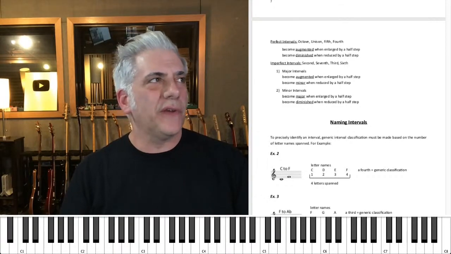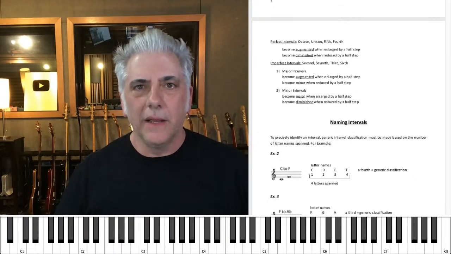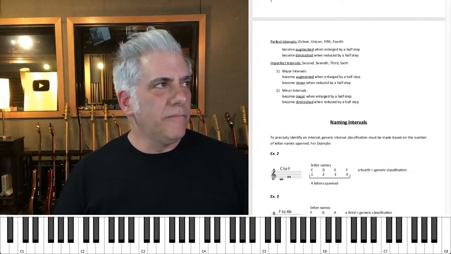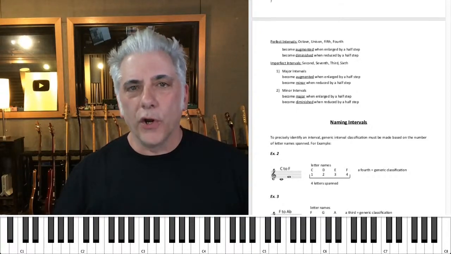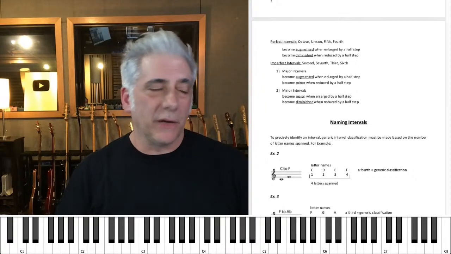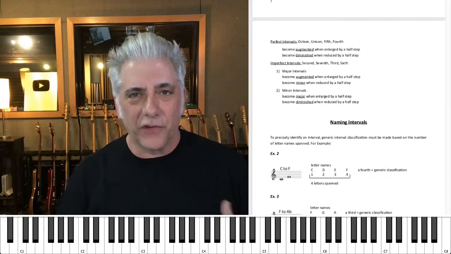Think of intervals as syllables, the building blocks of words. A syllable would be a building block, or phonemes, really, actually what makes up syllables, right?